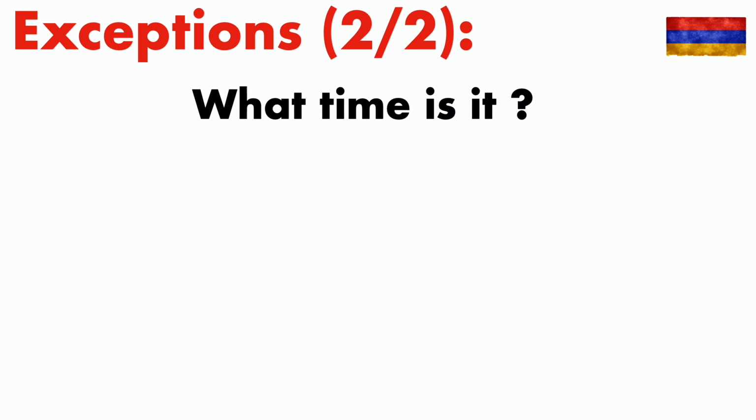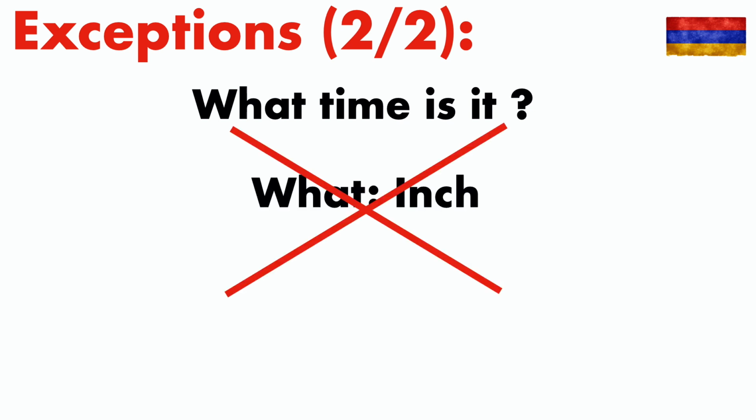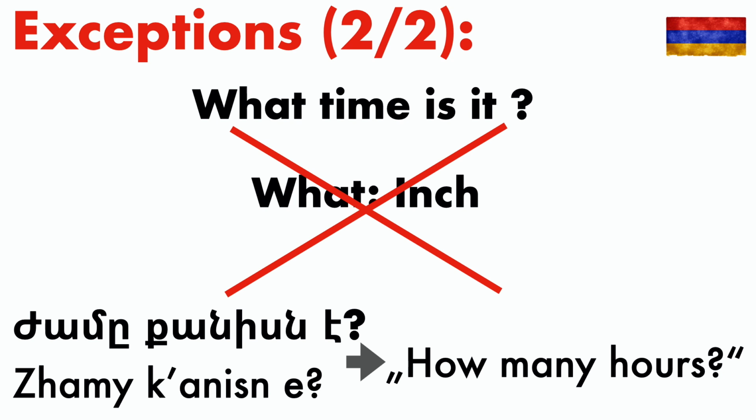The second exception is the question, what time is it? Here again, the question is not formed with the word inch as a translation of what. In fact, Armenian people ask jama kanisne, which can be literally translated as how many hours. Jama kanisne. So for some questions you have to know what to ask, since direct translation from one language to the other might not always work.